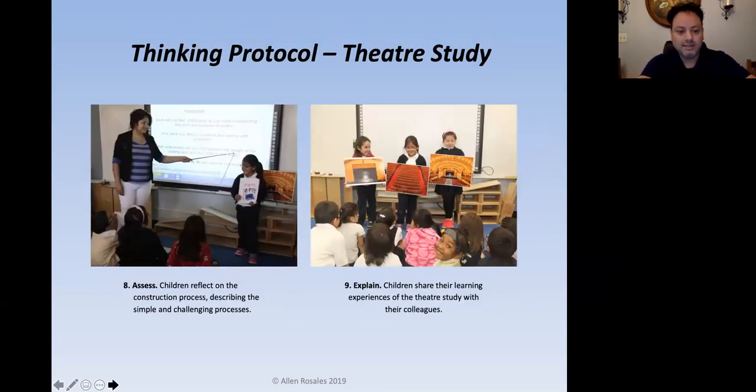And then they assess the next day to see what's working, what doesn't work. The child is sharing her story with the whole group. And then in the ninth step, the children are explaining what they did, how they used the photo to represent those objects or the theater with blocks, and they share that.